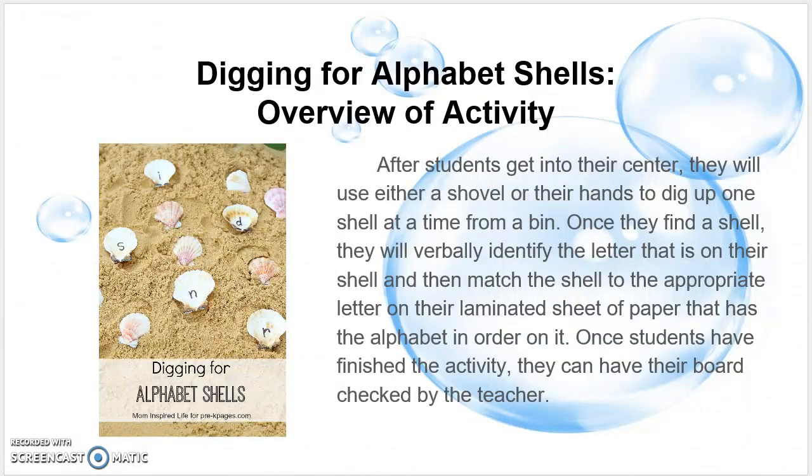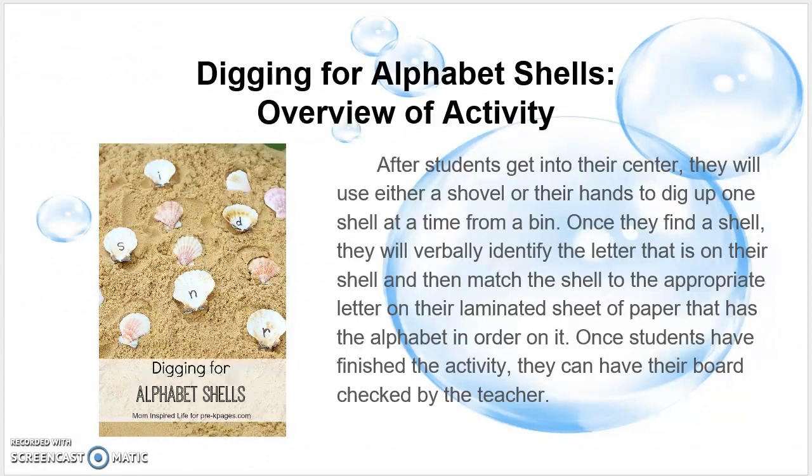After students get into their center, they will use either a shovel or their hands to dig up one shell at a time from a bin. Both options are offered for students who do not enjoy getting their hands dirty or who may have sensory needs. Once they find a shell, they will verbally identify the letter that is on their shell and then match the shell to the appropriate letter on their laminated sheet of paper that has the alphabet in alphabetical order.